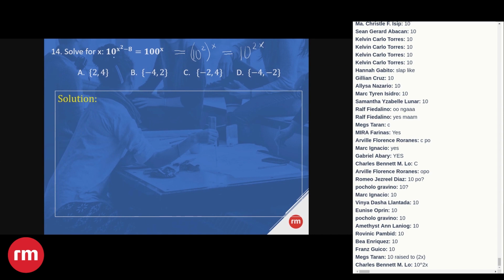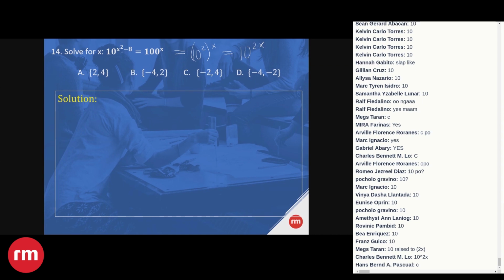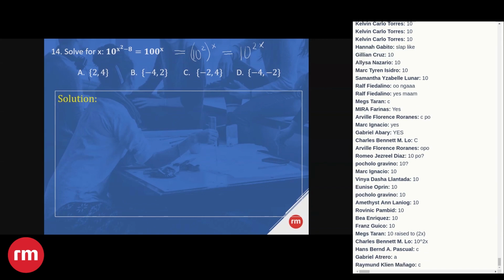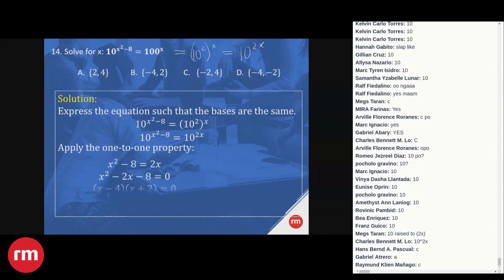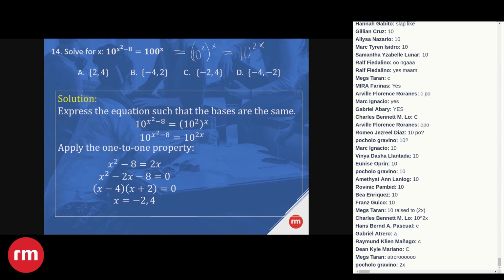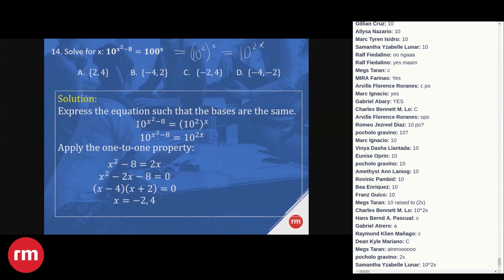So ngayon, yung nasa left-hand side na 10 raised to x squared minus 8 ay equal sa 10 raised to 2x. Pareho sila ng base. Pag pareho sila ng base by the one-to-one property, pwede niyong i-equate yung exponents. So that would mean x squared minus 8 is equal to 2x. Then you just compute for the values of x by factoring, and that will give you negative 2 and 4. So therefore, answer is letter C.